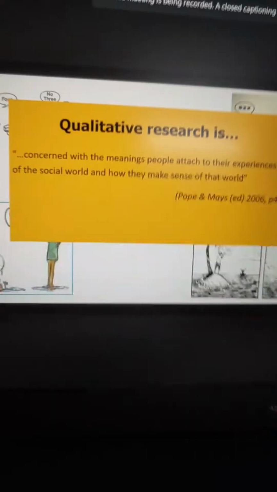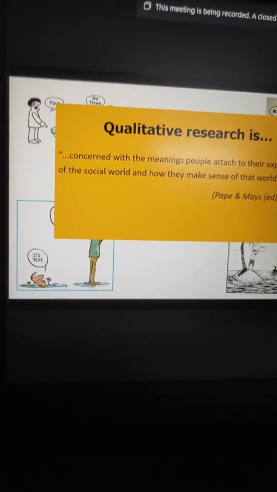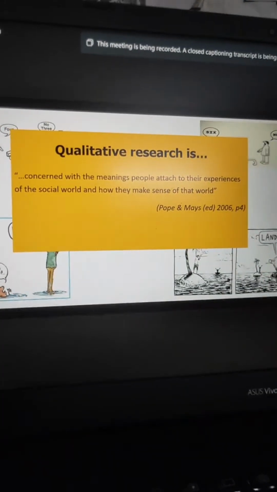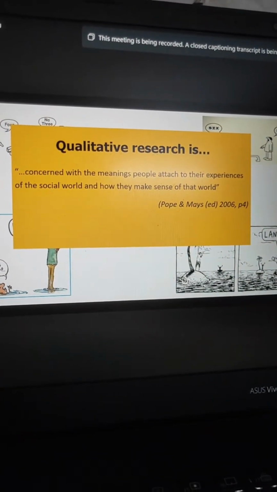Qualitative research is concerned with the meanings that people attach to their experiences. So it is all about meaning making, essentially, of the social world that we live in, how we make sense of the world.